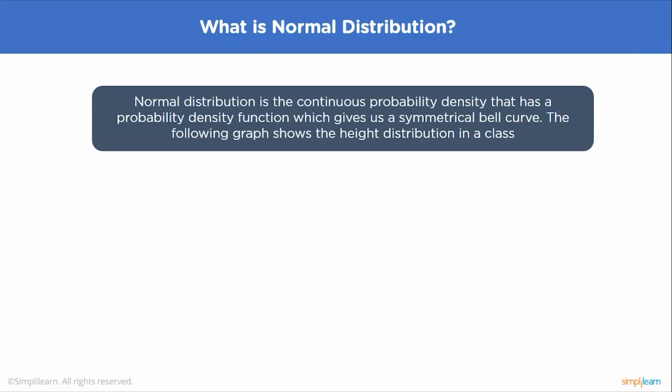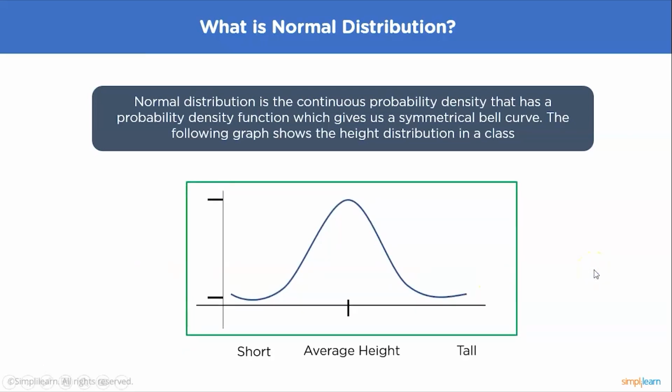Now let's take a look at a graph which shows the height distribution in a class. As you can see, the average height is in the middle and the data to the left of the average height represents the short people and the data to the right of it represents the taller people. The y-axis shows us the likelihood of any of these heights occurring. The average height has the most distribution, or it has the most number of cases in the class, and as the height decreases or increases, the number of people who have that height also decreases.